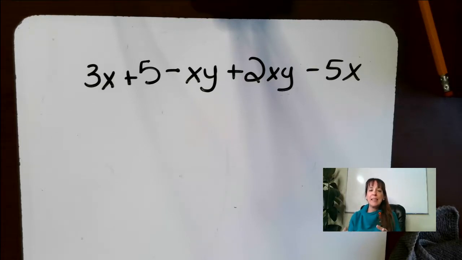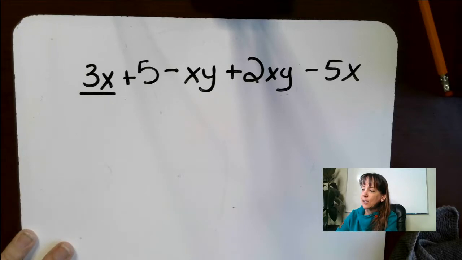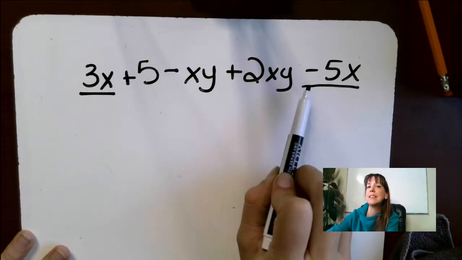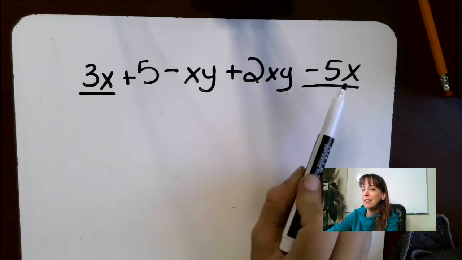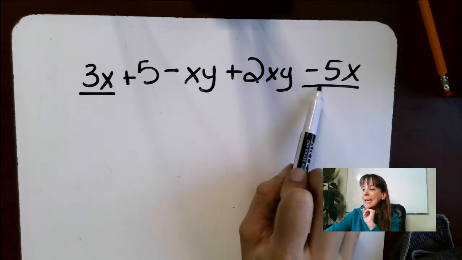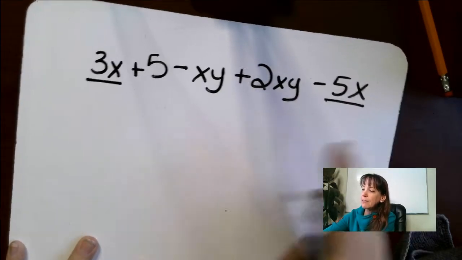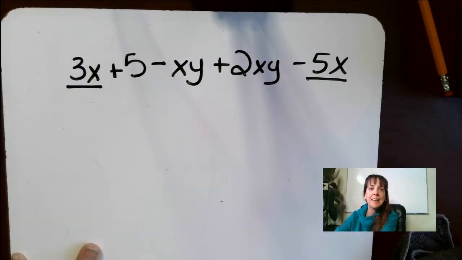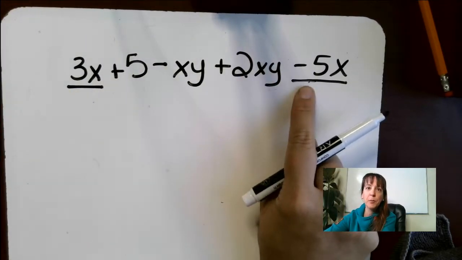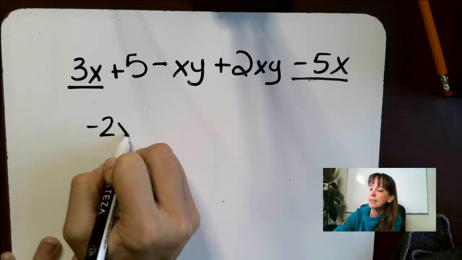The easiest way, I think, is to start with your variables. We know we have 3x here and we have negative 5x. Guys, did you see how I underlined the operation that comes before that 5? This is vitally important because the common mistake that I see is that if you just underline the 5, kids are like, oh, 3 and 5 is 8. That's incorrect. We have 3 and negative 5. 3 and negative 5 will give us a negative 2x, okay?